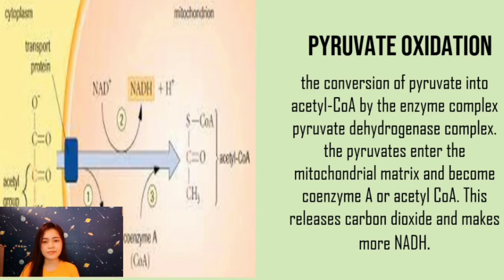Pyruvate oxidation, the conversion of pyruvate into acetyl-CoA by the pyruvate dehydrogenase complex. The pyruvate enters the mitochondrial matrix and becomes acetyl-CoA, or acetyl coenzyme A. This releases carbon dioxide and makes more NADH.